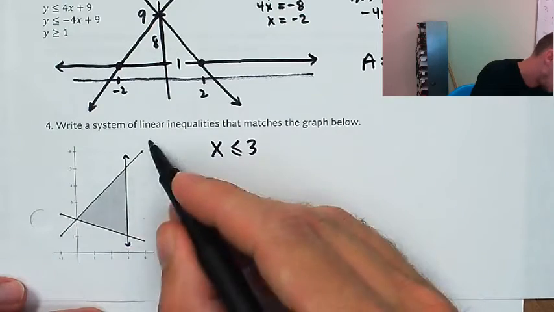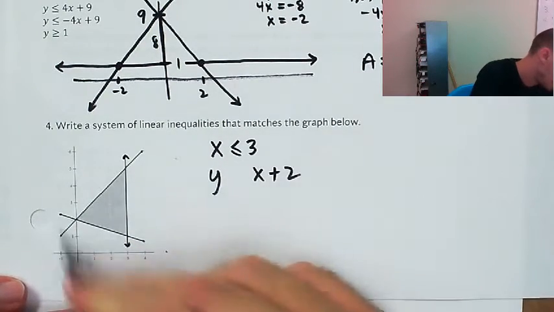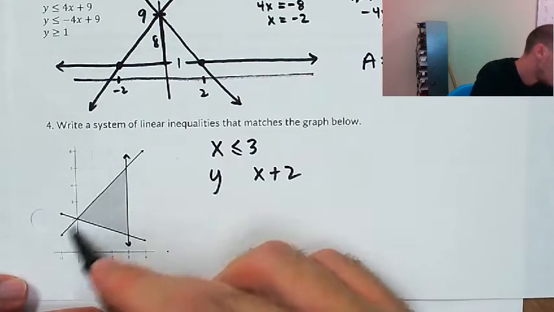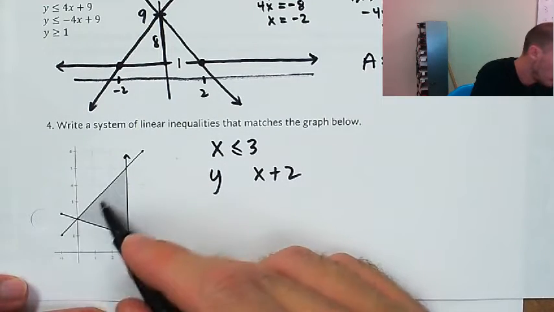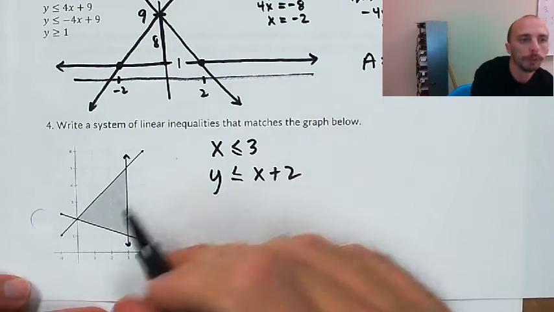This looks like y equals x plus 2. So you can do that, right? Write the equation of the line, say, okay, it's a solid line, so it needs to be something or equal to, but it's below that line, so it's where y is less than or equal to.